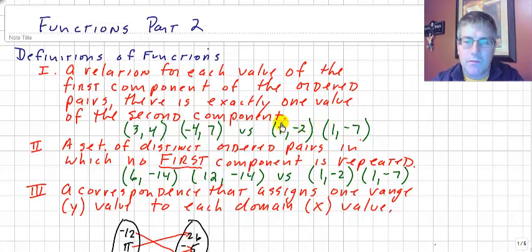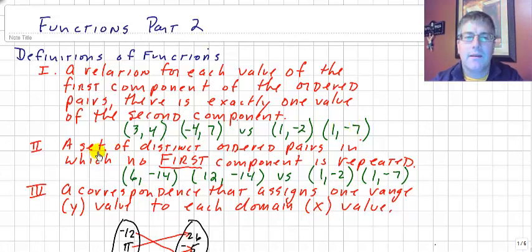Whereas in this pair of ordered pairs, 1, negative 2, and 1, negative 7, well, we have the first component leads to negative 2, and then the first component, the same one, 1, leads to negative 7. Okay, so we're not leading to exactly one value of the second component. 1 leads to negative 2, and 1 leads to negative 7. So that's a relation. That's not a function.